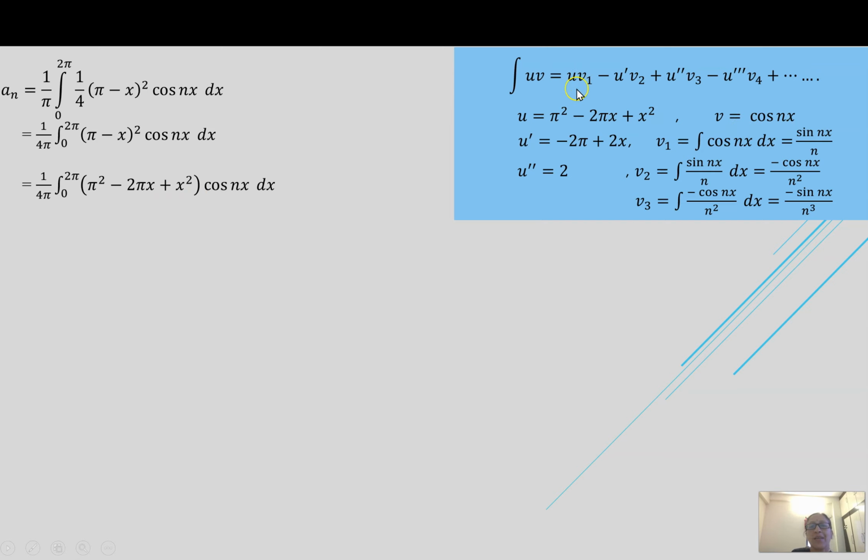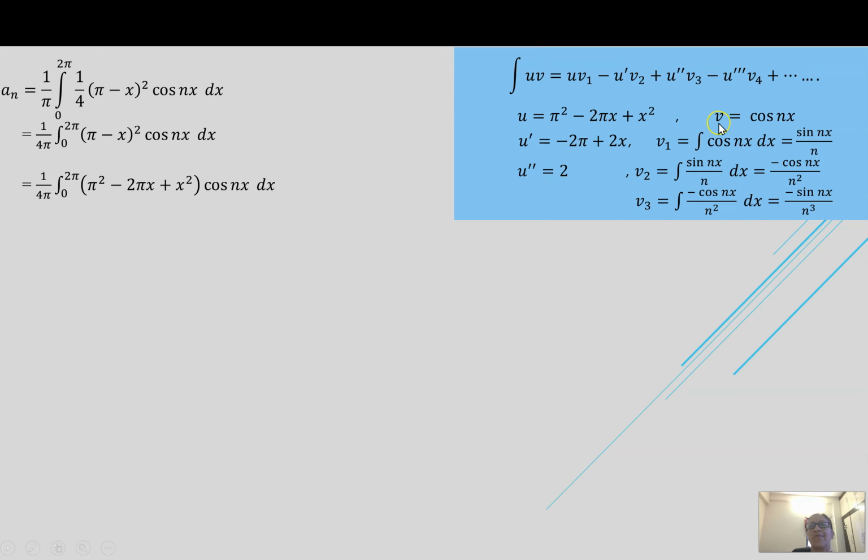Now in this formula, u dash means derivative of u, u double dash is derivative of u dash and so on. So here we have to find derivative of u. So derivative of u is, here derivative of pi square is 0, derivative of minus 2 pi x is minus 2 pi and derivative of x square is 2x. Now again differentiate this u dash, then you get u double dash equal to derivative of minus 2 pi is 0, derivative of 2x is 2. Now third derivative will be 0 because this number is constant.